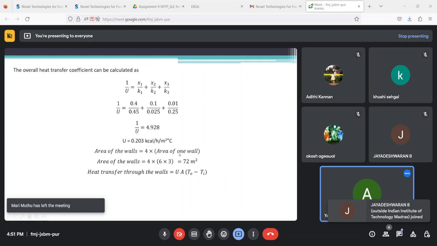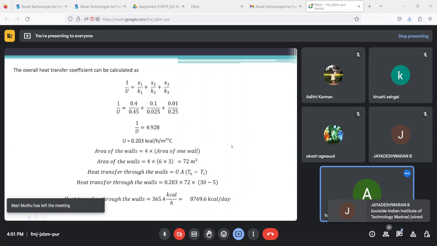So when you substitute this, you have U as 0.203 kilocal per hour per meter square degree Celsius. You have the area of the 4 walls, which is 72 meters square. Outside temperature is 30 degrees Celsius, inside temperature is 5 degrees Celsius. So 30 minus 5. So if you solve this, you get heat transfer through the walls as 365.4 kilocal per hour. When you convert it into per day, you multiply it into 24, which is 8769.6 kilocal per day. Is this part clear?